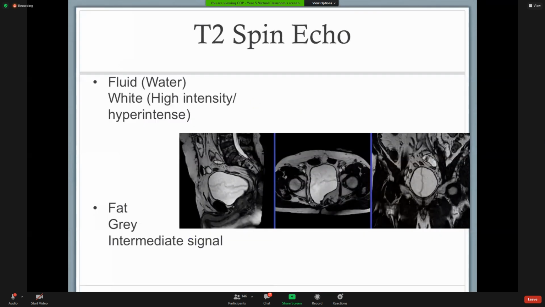or high signal. So, for example, opposite to T1, where the urine had a dark signal, here urine, which has fluid or water in it, appears very bright or high signal intensity. Fat is sort of intermediate compared to T1.